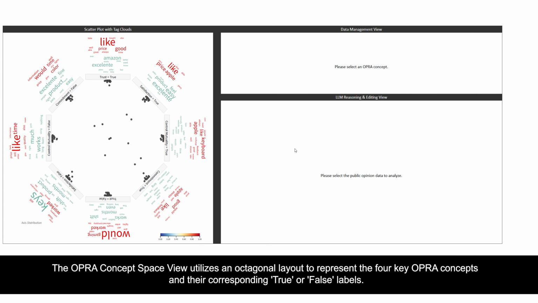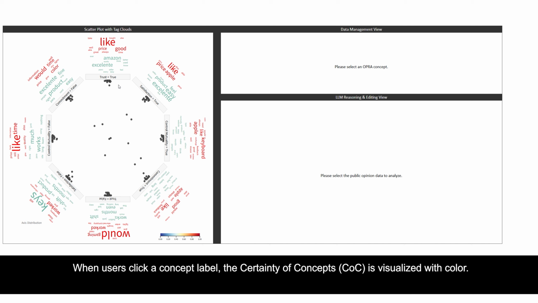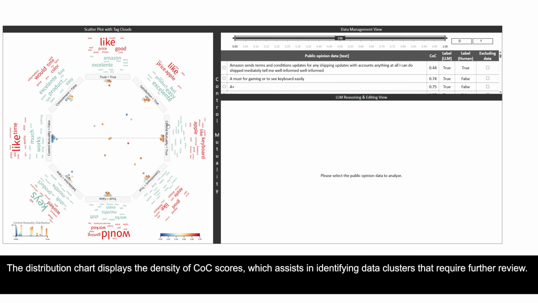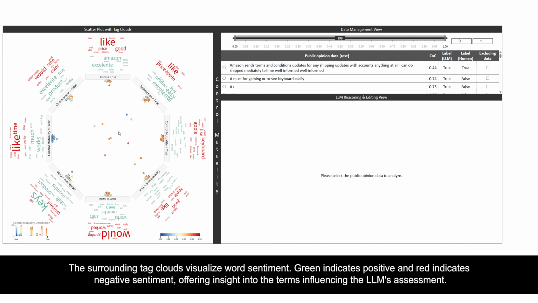The OPRA Concept Space View utilizes an octagonal layout to represent the four key OPRA concepts and their corresponding true or false labels. When users click a concept label, the certainty of concepts is visualized with color. The distribution chart displays the density of COC scores, which assists in identifying data clusters that require further review. The surrounding tag clouds visualize word sentiment. Green indicates positive and red indicates negative sentiment, offering insight into the terms influencing the LLM's assessment.